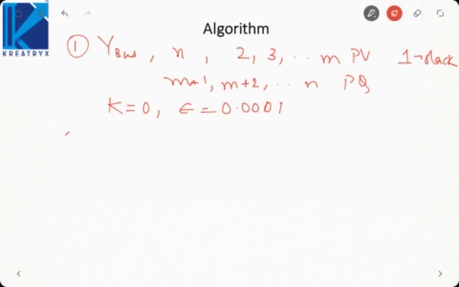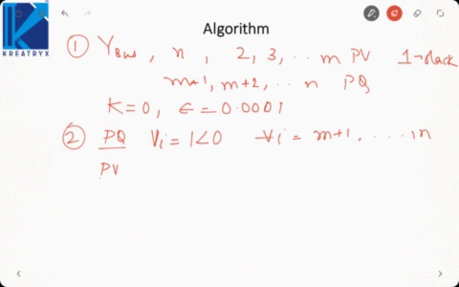Now in step 2, we assume some values. So for PQ buses, we assume Vi is equal to 1 angle 0, that is for all i belonging to m plus 1 up to n. And for PV buses, we assume only delta i is equal to 0 for all i 2 up to m. Okay, so that means delta i is assumed as 0 for PV as well as PQ buses, but mod Vi is taken as 1 only for the PQ buses.